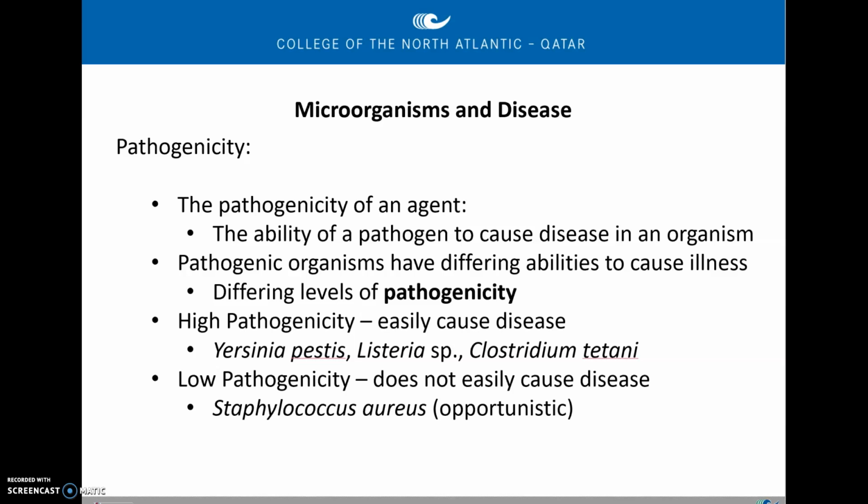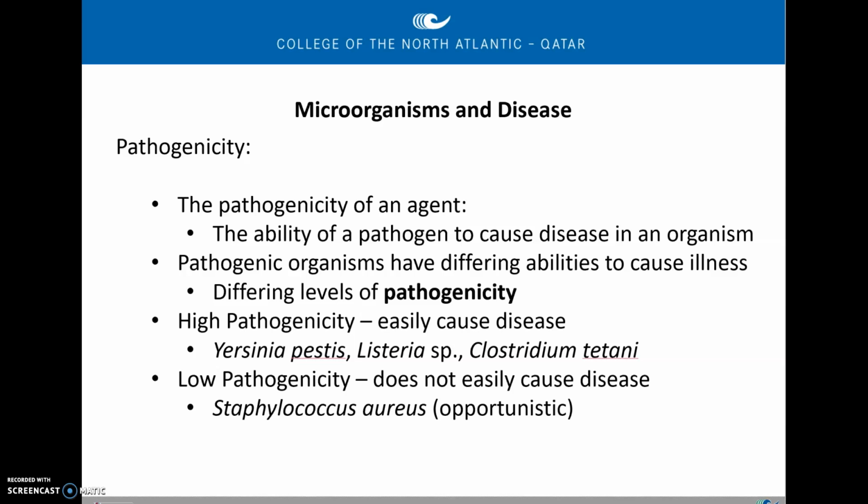Some, for example, are very highly pathogenic. It's very easy for them to cause disease in humans. Examples are Yersinia pestis, Listeria, and Clostridium tetani. Yersinia pestis causes the plague. Listeria is a type of food poisoning, and Clostridium tetani is the reason that if you cut yourself on something dirty out in nature, you need to go to the emergency room and get your tetanus shot. These organisms can cause disease really easily. If you come in contact with them, there's a very good chance that you'll become infected and end up sick.